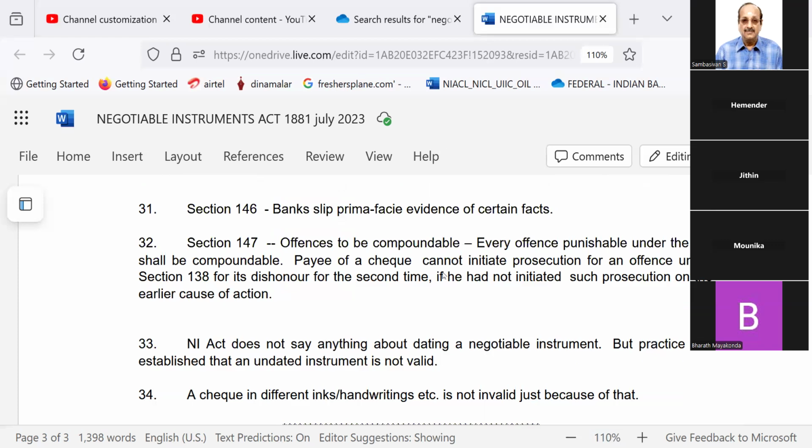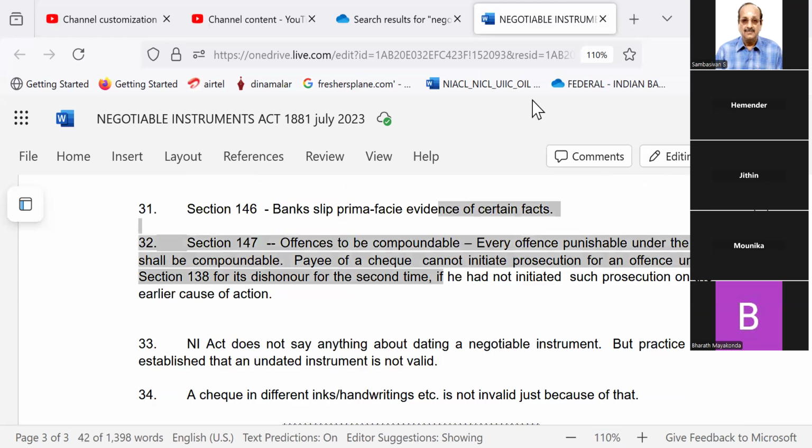So, this much is sufficient for negotiable instruments. But nowadays, not much discussion is going on about negotiable instruments because we are using very few checks. Every payment is made through online, GPay or PhonePe like that.